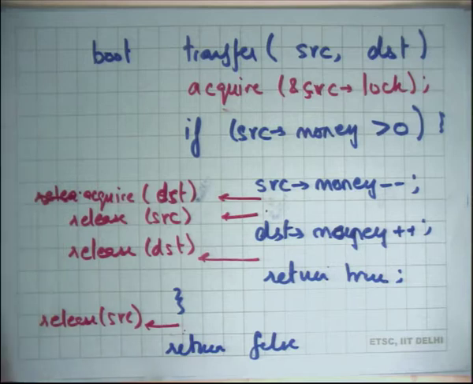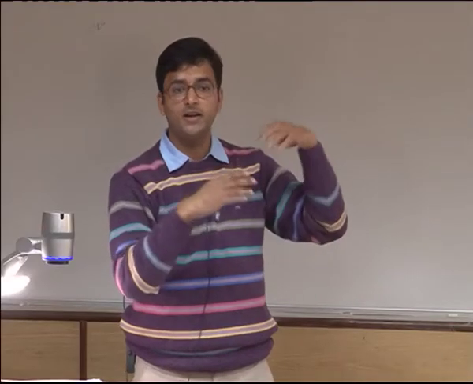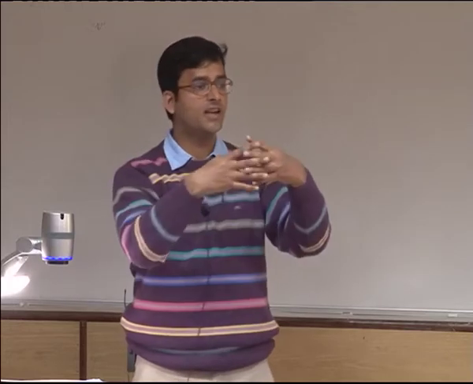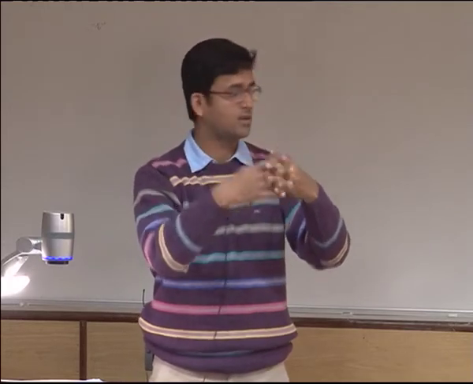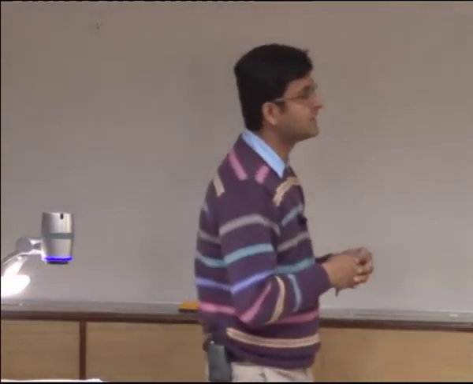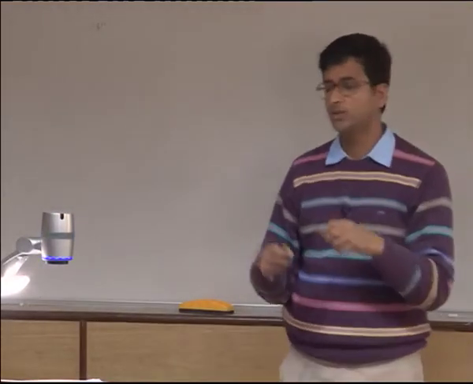So clearly this code is not correct. It is okay from a data race freedom standpoint, so there are no races in this code. The transfer function appears atomic, but it has a problem: the function can actually deadlock. The system can actually deadlock. So what's the solution?